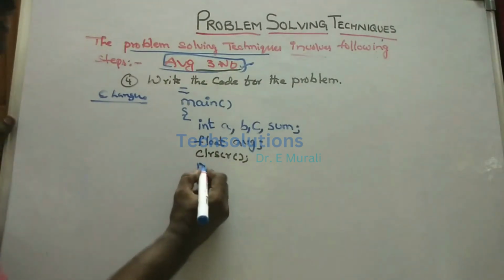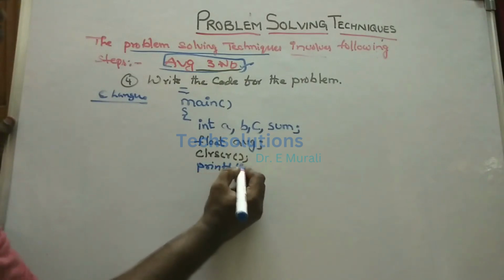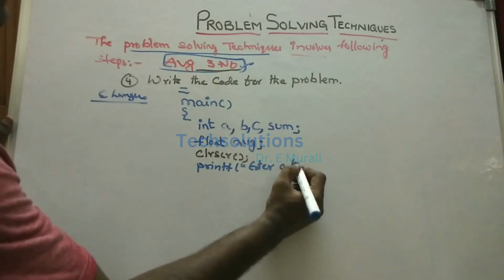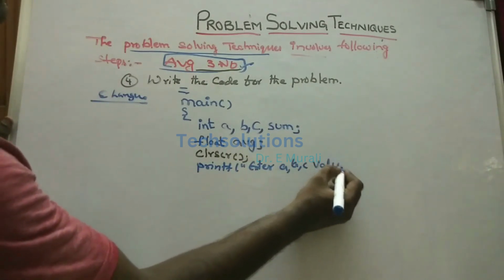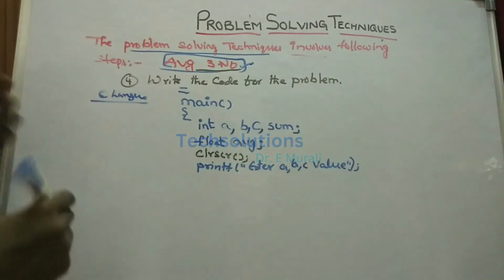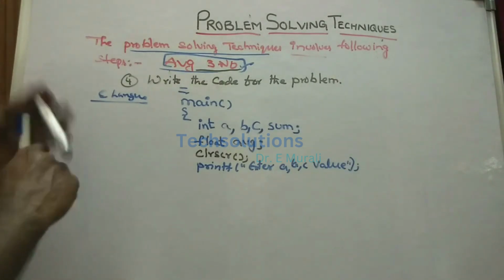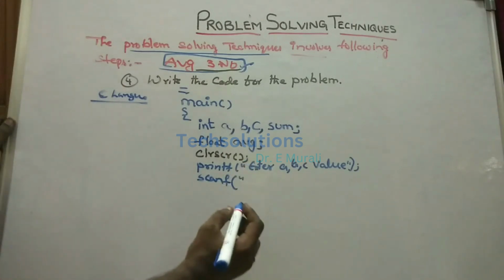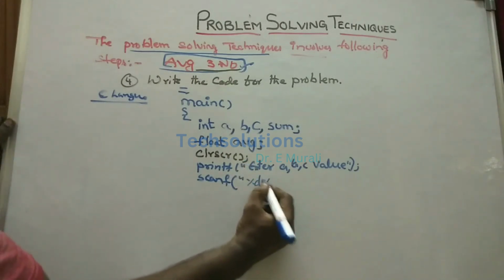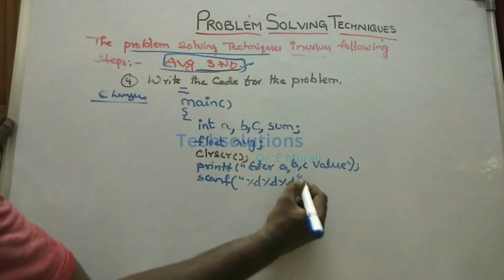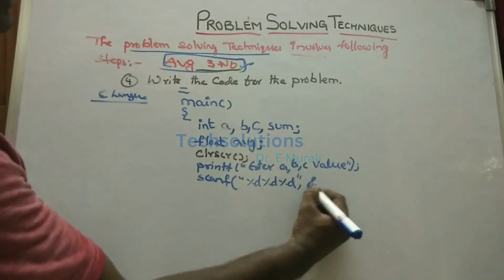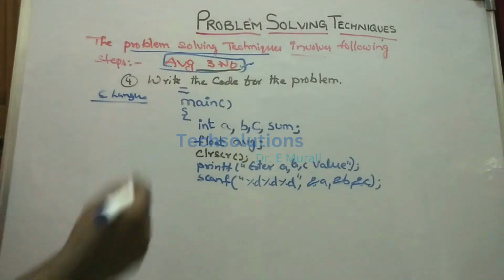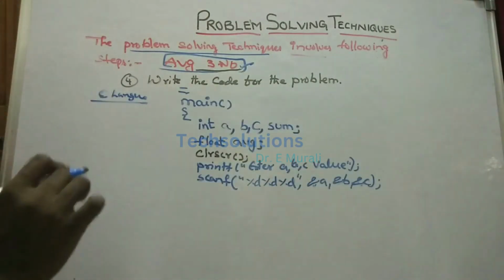Then I can put the printf statement. How can we represent it? Enter the A, B, C values. You have to enter the values of A, B, and C. After that, you have to read the input by using the scanf function. What inputs can I read? Three inputs. You can represent the format specifier to read the type of values, and those values will be stored in the appropriate address locations. I can read the values of A, B, C.